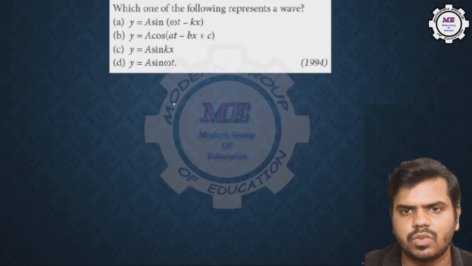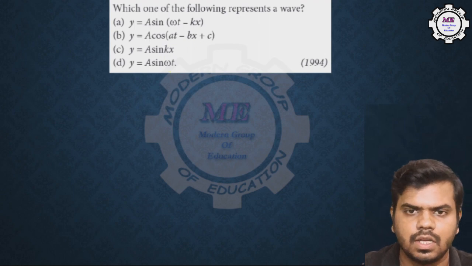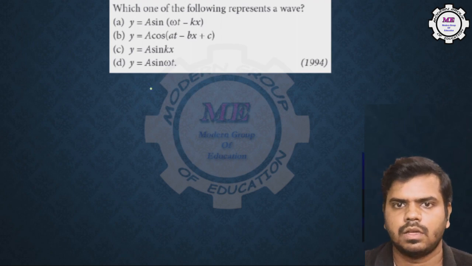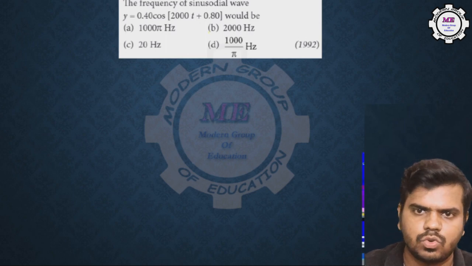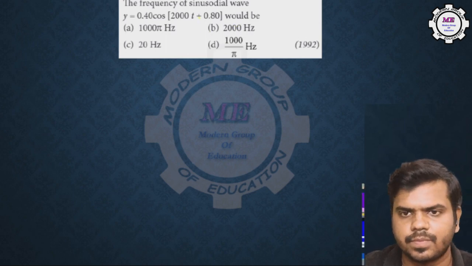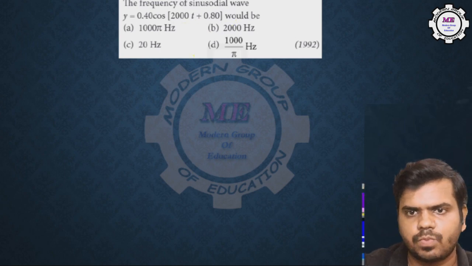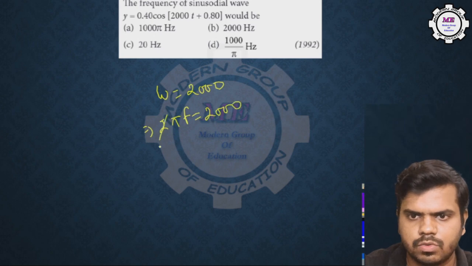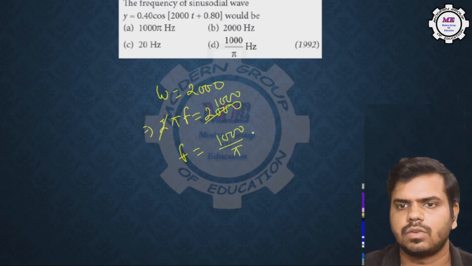Which one of the following represents a wave? y equal to a sin(omega t minus kx), a cos omega t, a sin kx, or a sin omega t. Obviously option A is correct, a sin(omega t minus kx). The frequency of the sinusoidal wave y equal to 0.40 cos(2000t plus something) would be? Omega is 2 pi f, equal to 2000, so f will be 1000 by pi. 1000 by pi is the answer, option D.